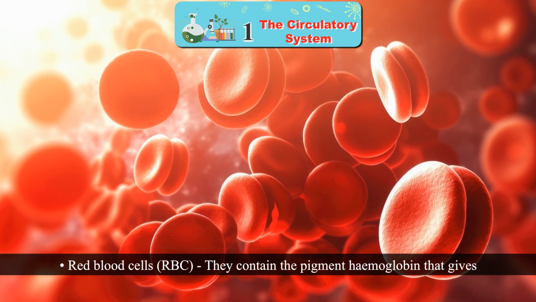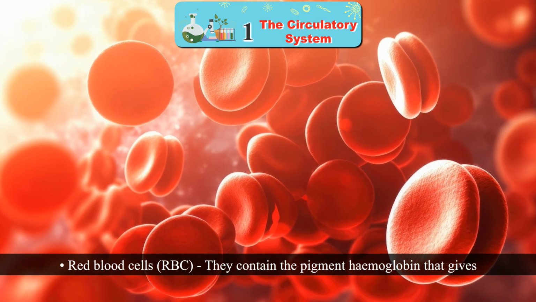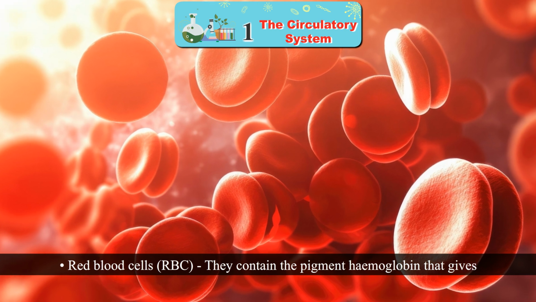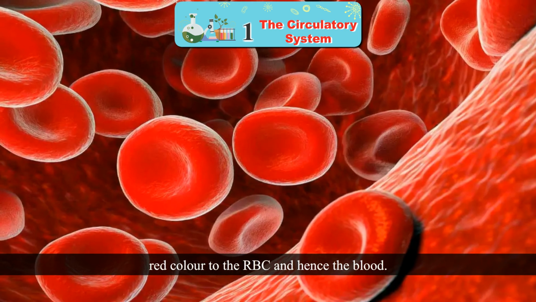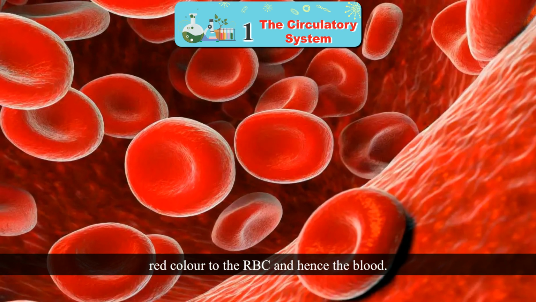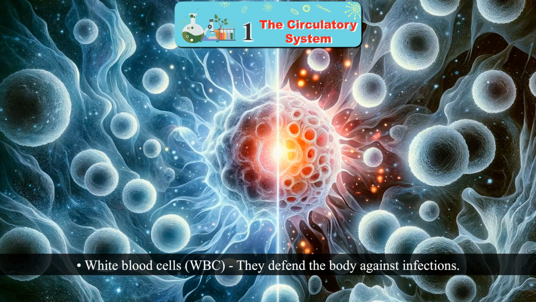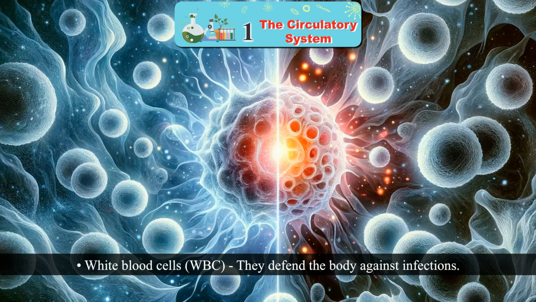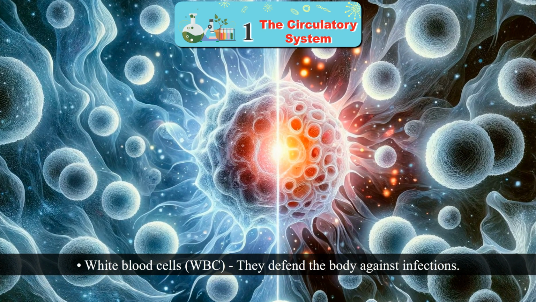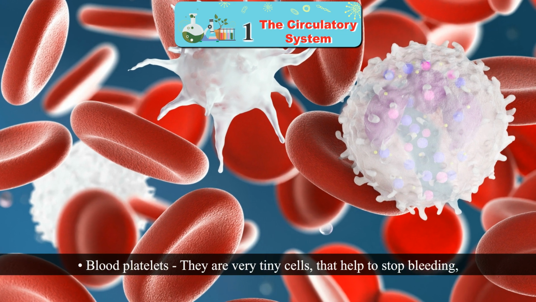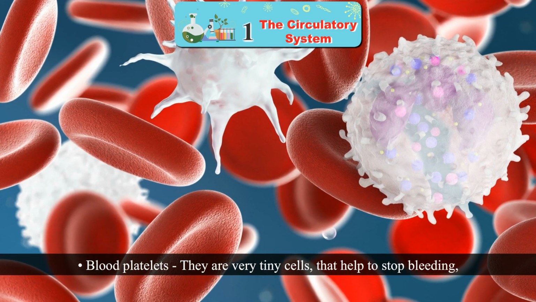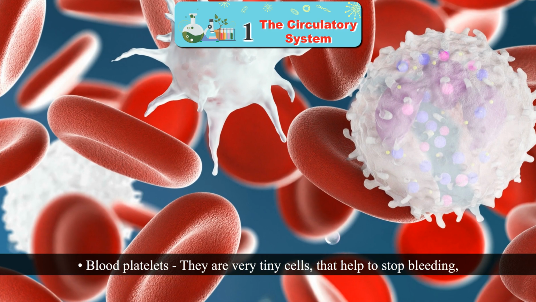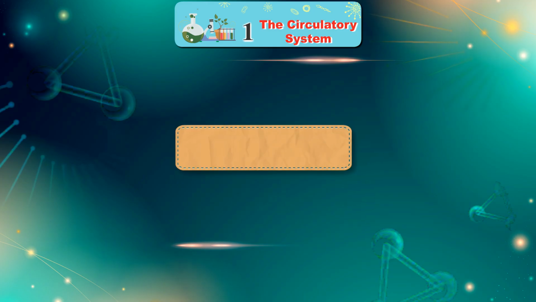Red blood cells, RBC. They contain the pigment hemoglobin that gives red color to the RBC and hence the blood. White blood cells, WBC. They defend the body against infections. Blood platelets. They are very tiny cells that help to stop bleeding by clotting off blood.